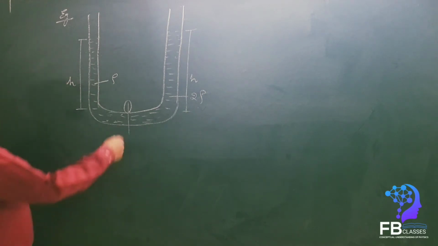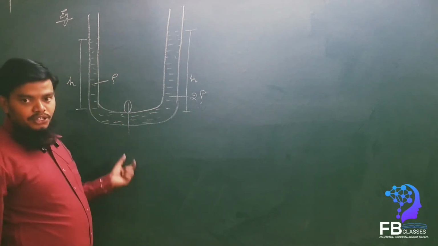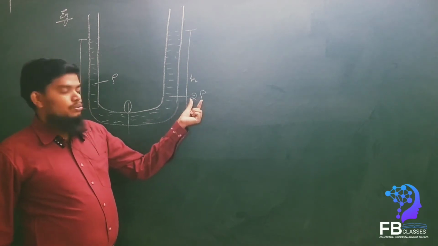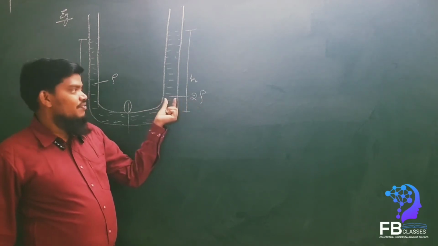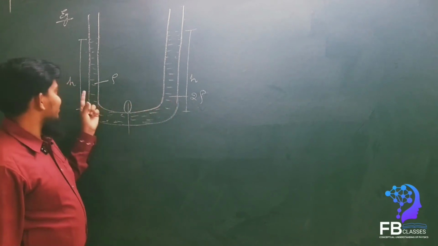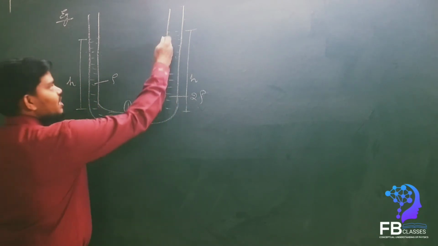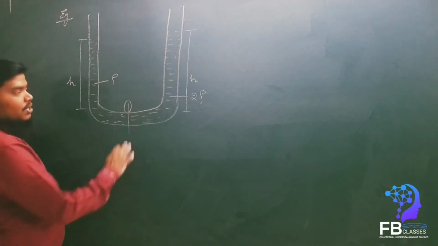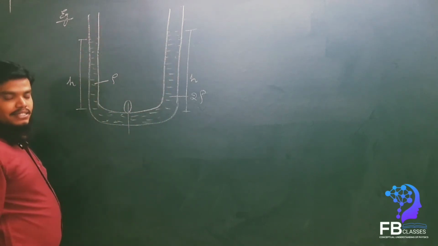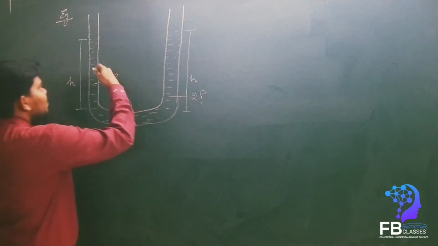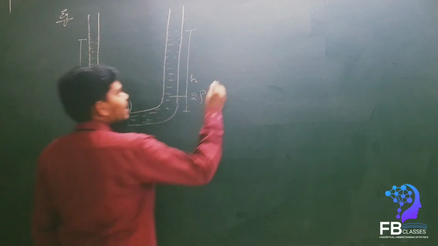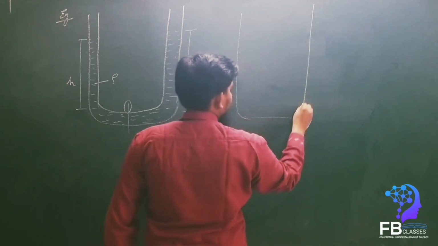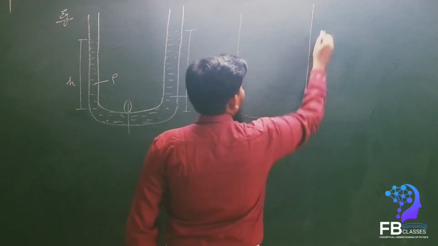Now what will happen once the stopper is removed? The density of this liquid, 2 rho, is more than the density of this liquid. So this liquid will exert pressure on the liquid rho, and then the liquid rho will rise. How much it comes down, that much it rises. Yes or no? The final structure will become like this. So here it will come like this.